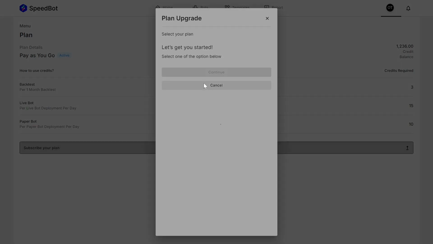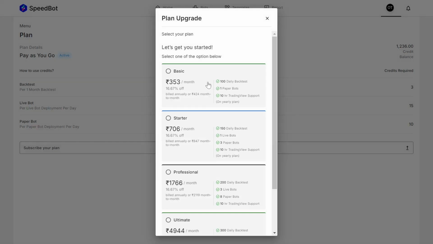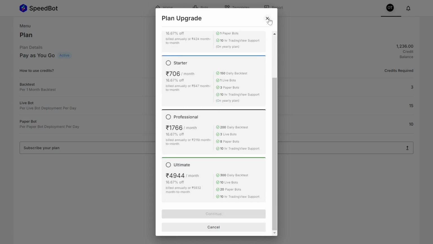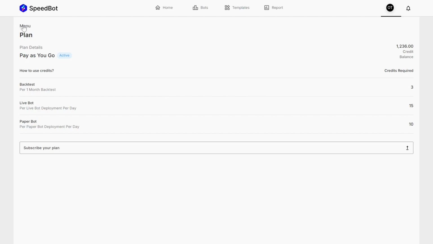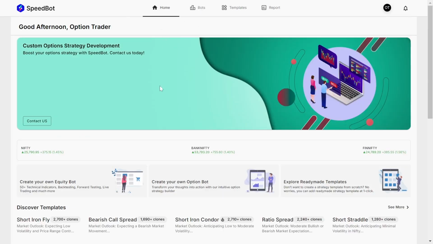If you wish to have the subscription-based plan, then you can do so by checking out the plans that we have. It starts from 353 rupees per month. So you will get the daily backtests, the paper trades, and the live deployments. And if you're going for the annual subscription, then you get the TradingView support as well. Right? So these are the plans that we have. You can explore it from your end. Let me move on to the next question.